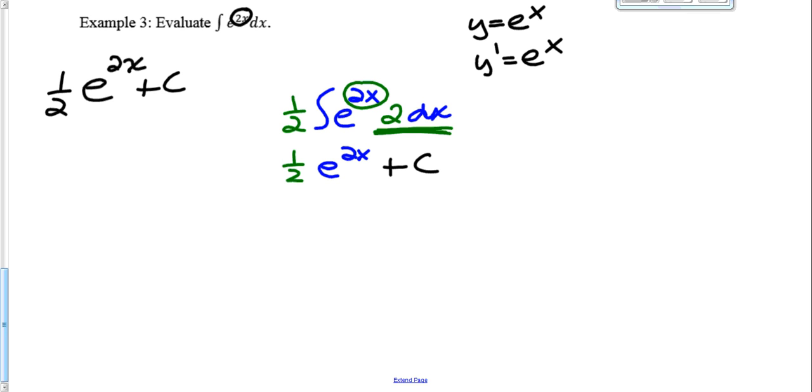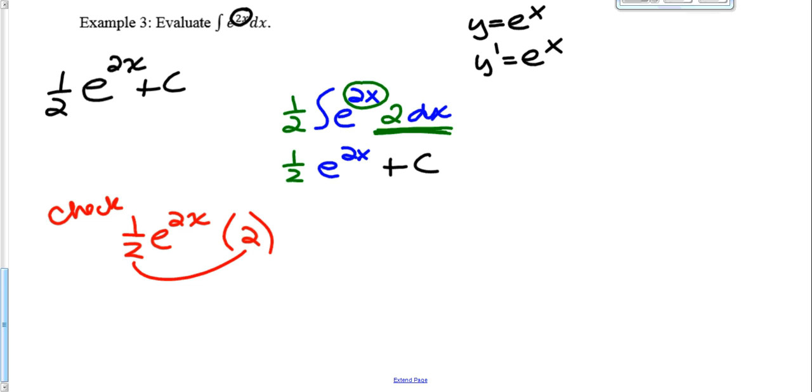It doesn't matter. But let's go ahead and do our check. So I check. My 1/2 stays. My e to the 2x, the derivative of that is e to the 2x times 2. And my 1/2 and my 2's multiply to give me a 1. And I'm left with e to the 2x, which is what I started with. Onto the back.